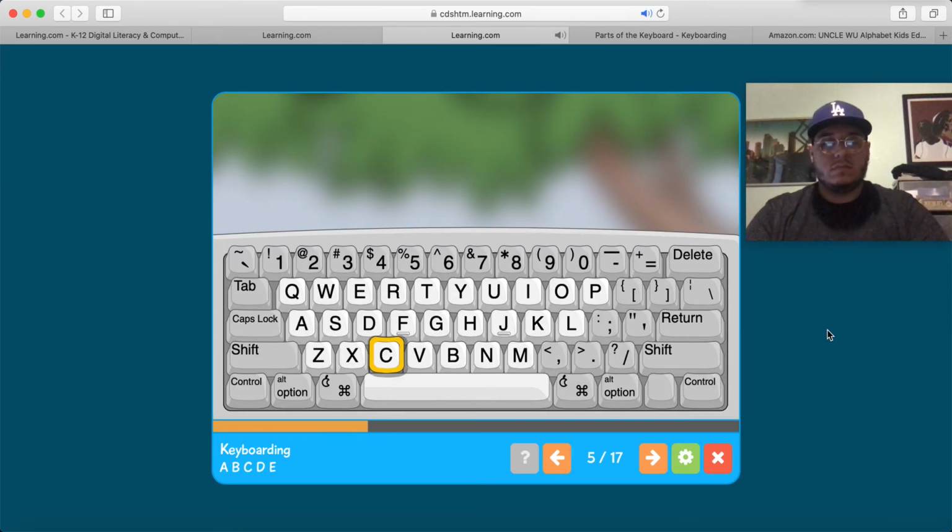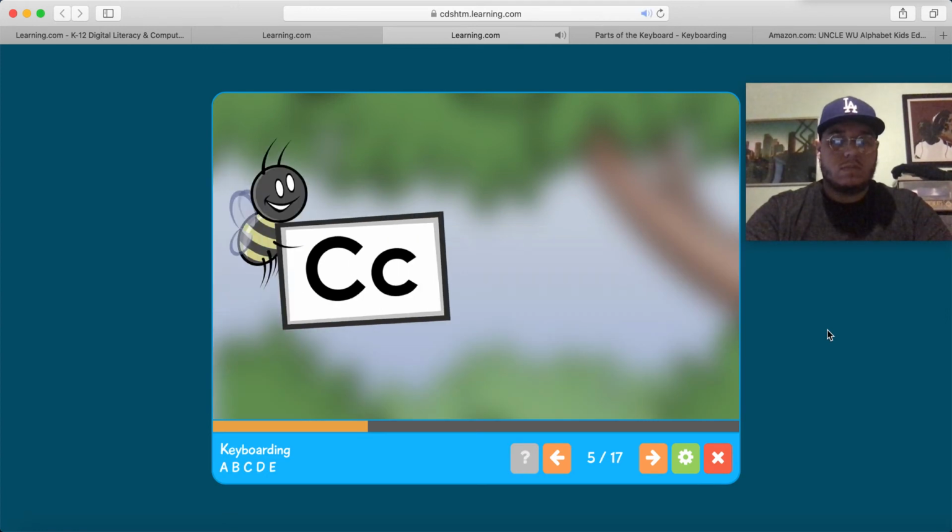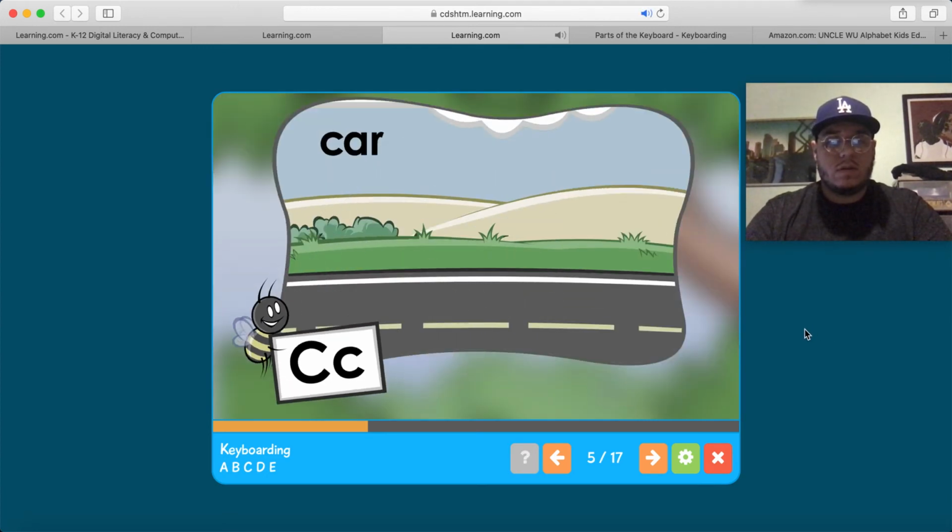Find the C key and press it. C. Oh. C. Car.